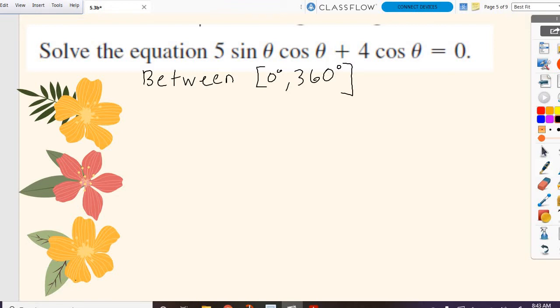So this time, instead of giving the general answers, I'm going to specifically give the answers that are between 0 to 360. So our first step is, okay, no, it's not in quadratic form, so we can't factor it that way, but hopefully we notice that both of our terms have a cosine of theta in common. So we can factor it that way.